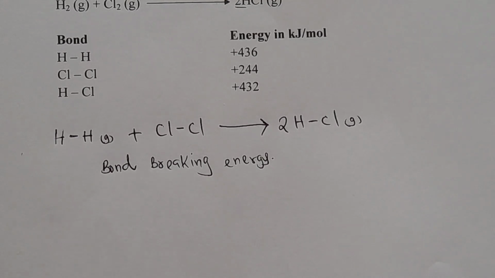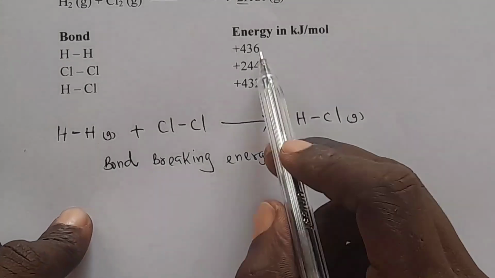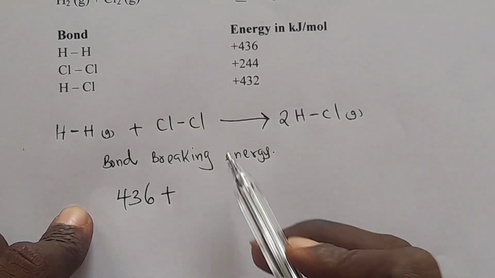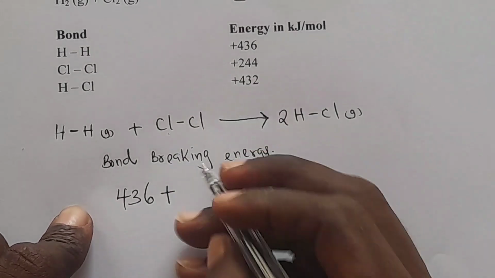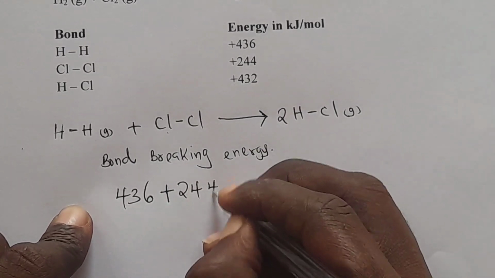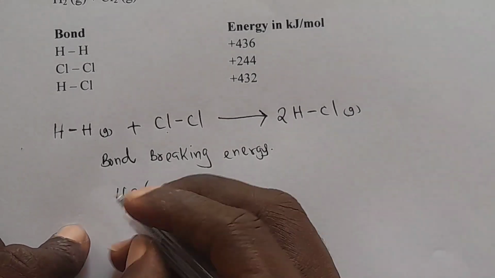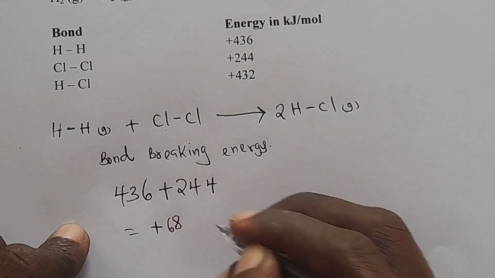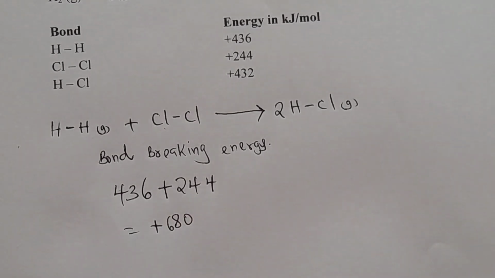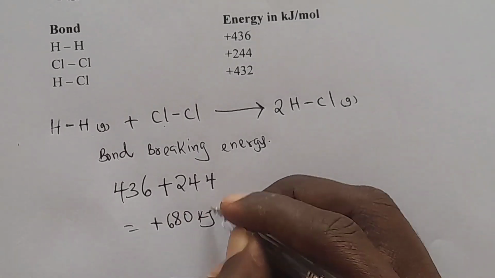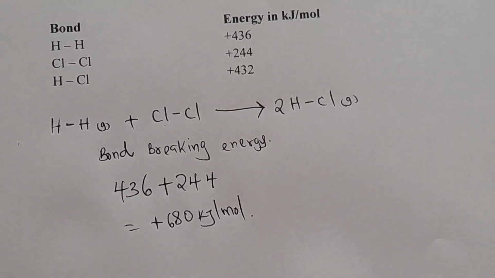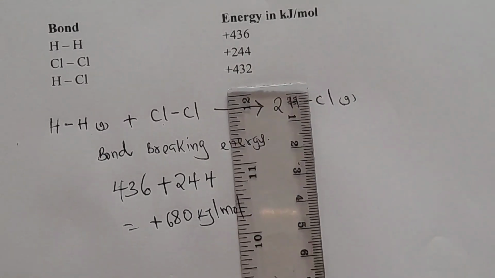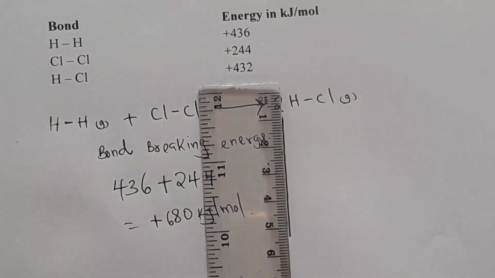Okay, so we have the hydrogen to hydrogen bond with bond energy of 436. We add plus chlorine to chlorine, which is 244. If I add these two, I'm going to get positive 680 kilojoules per mole. This is the side of bond breaking energies.